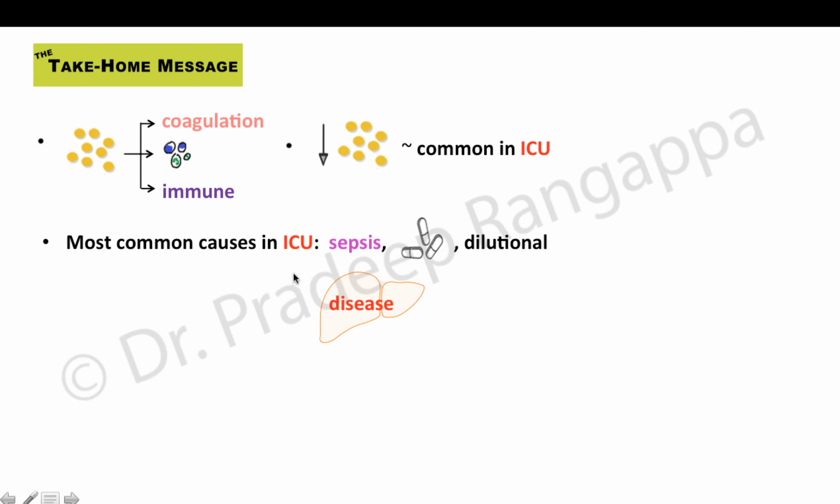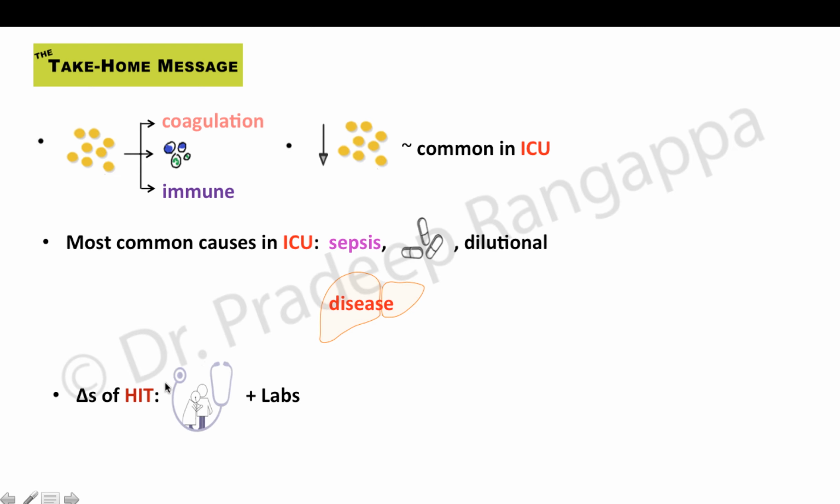The most common causes in the ICU would be sepsis and drugs, all the drugs that I listed: antibiotics, anti-epileptic drugs, and NSAIDs, aspirin. Alcohol is another common cause. If you remember those categories, I think that would be reasonably good enough. Dilutional, where you give massive transfusion or massive resuscitation, has a bearing on causing low platelets, as do transfusion reaction and liver disease. I think these tend to be common causes in the ICU.